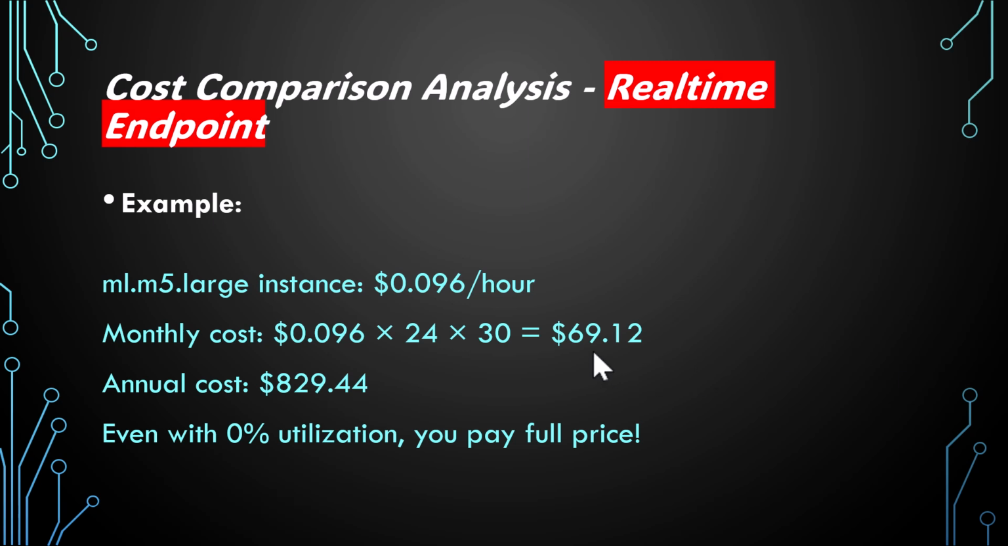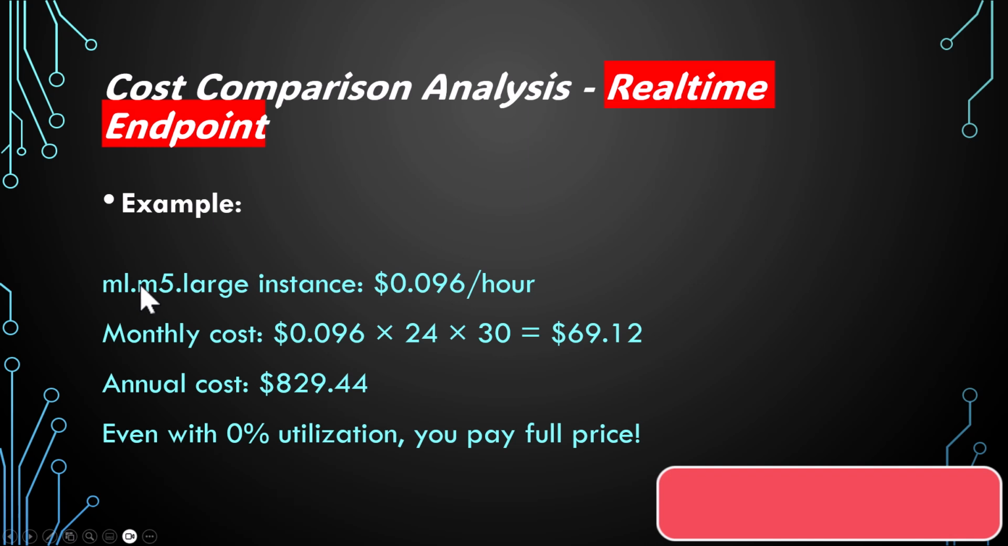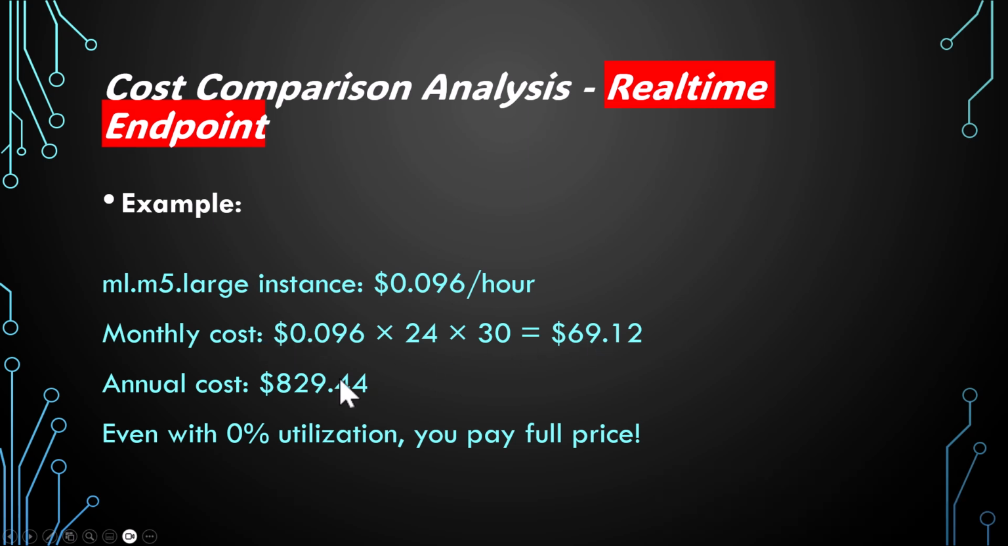So let me quickly walk you through a cost comparison analysis between a real-time endpoint and a serverless SageMaker endpoint, so you can begin to appreciate how using a serverless endpoint can save you cost. So let's assume this is a real-time endpoint and we deploy an ml.m5.large instance. Each hour you pay about $0.096, and then that will come out in a month to approximately $70, and the annual cost is going to be something close to $829.